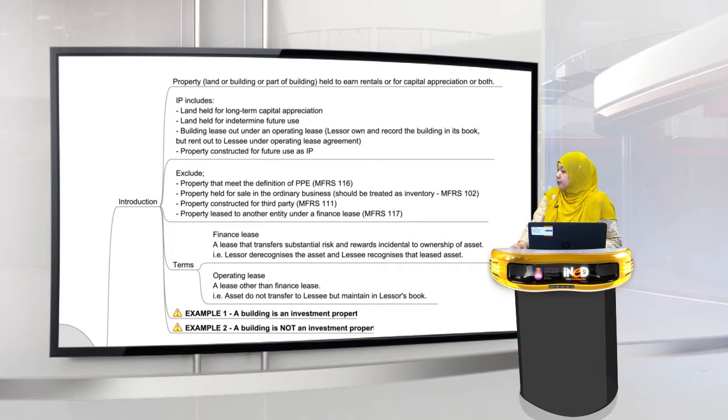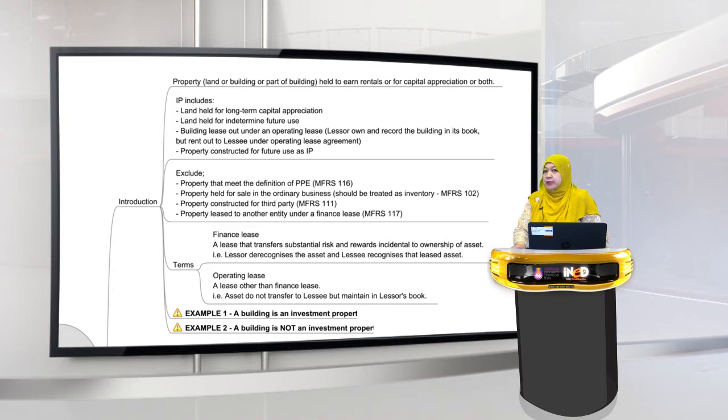Another type of property that should be excluded from MFRS 140 is where the property is held for sale in the ordinary course of business. For example, if we purchase a property because the nature of our business is purchasing and selling property, then this property should be treated as inventory and classified under MFRS 102.